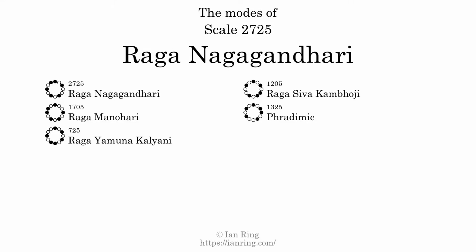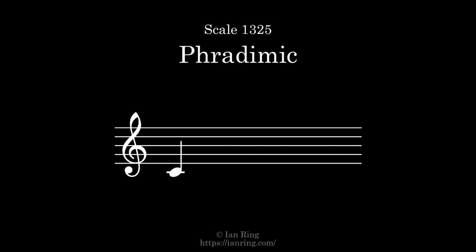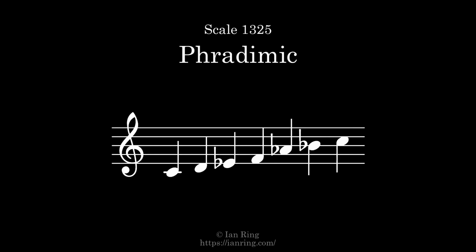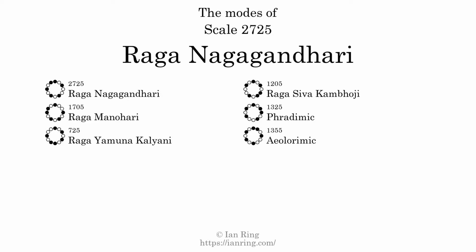The fifth mode is scale 1325, also known as Heteromorphisms. It sounds like this. The sixth and last mode is scale 1355, also known as Heteromorphisms. It sounds like this.